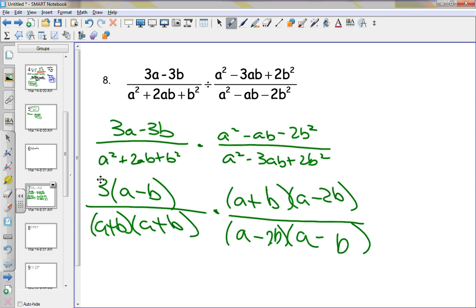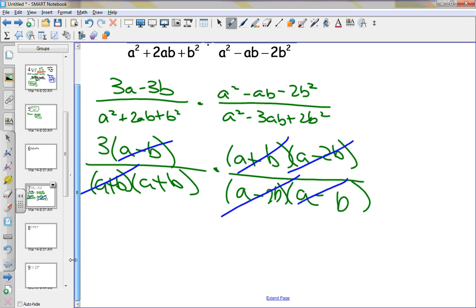So the only thing we have to do now is cancel out. Do I have a 3 in the denominator anywhere? No. Do I have an a minus b? No. Yes. An a plus b? Yes. An a minus 2b? Yes. And what am I left with? 3 over a plus b. You just got that one. Yep.